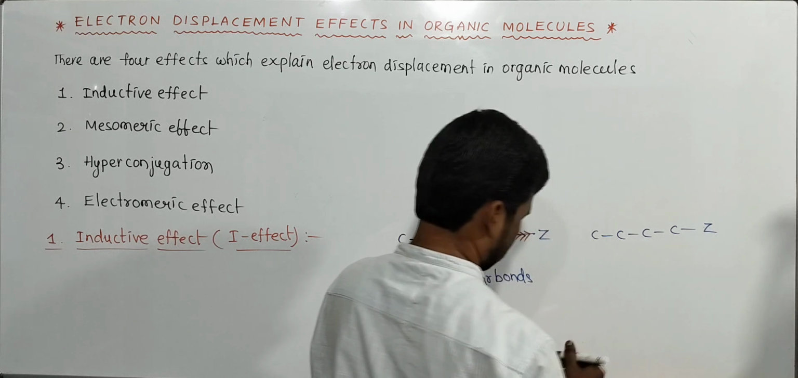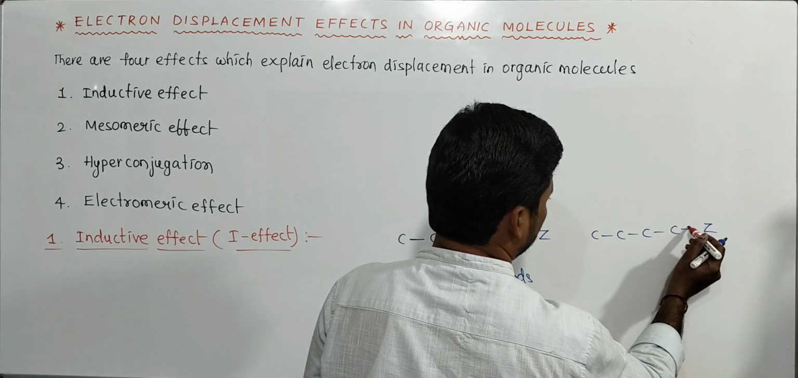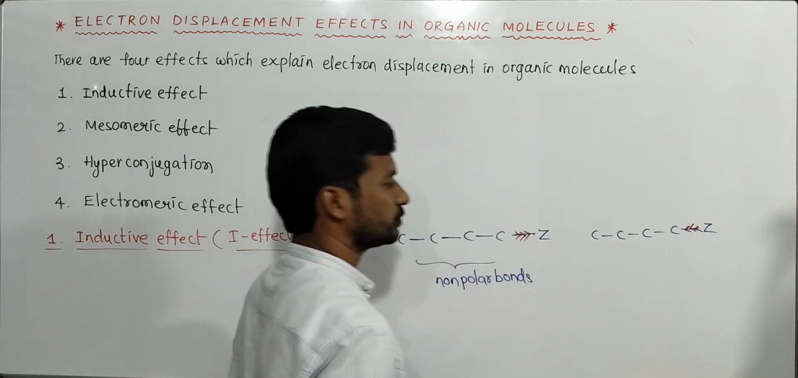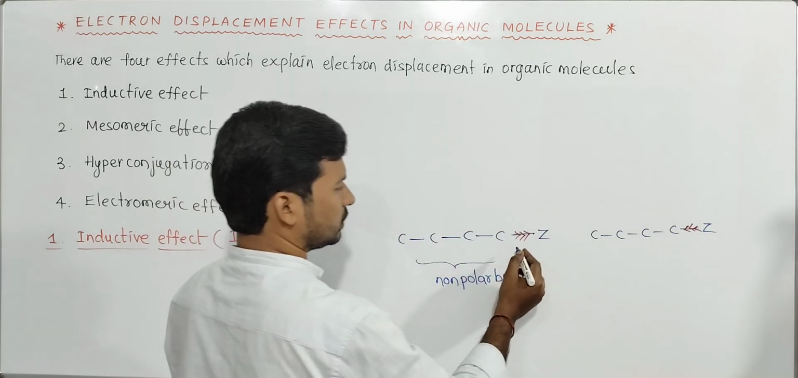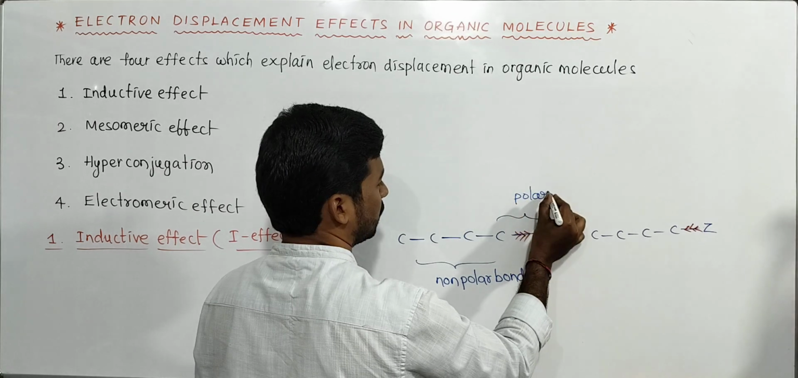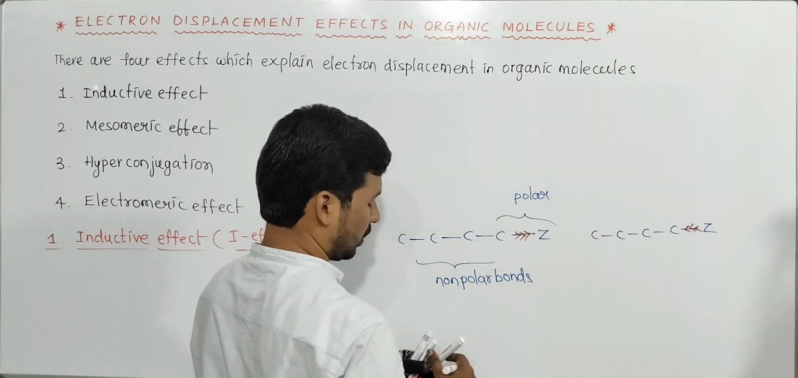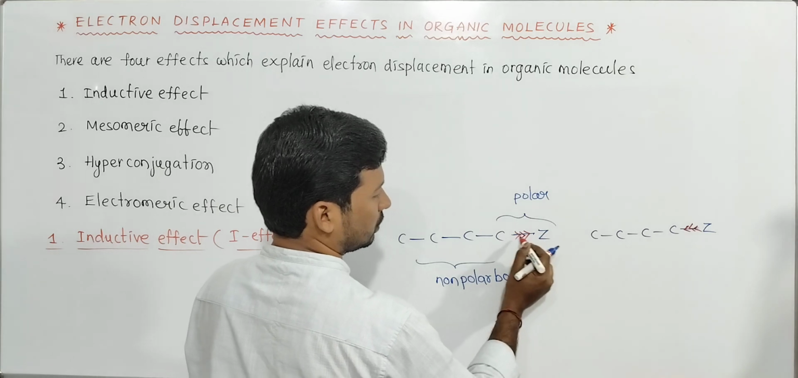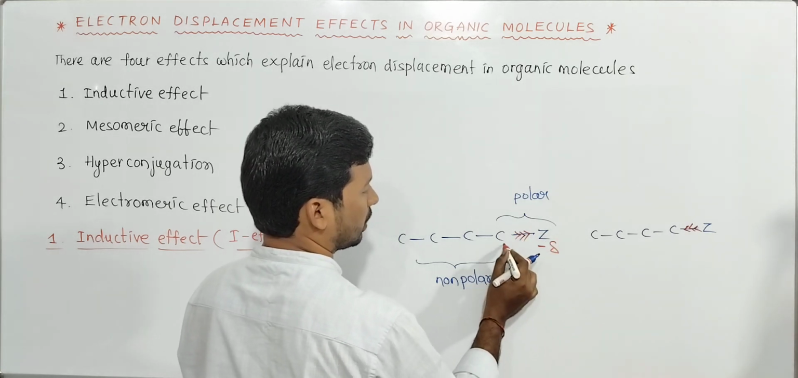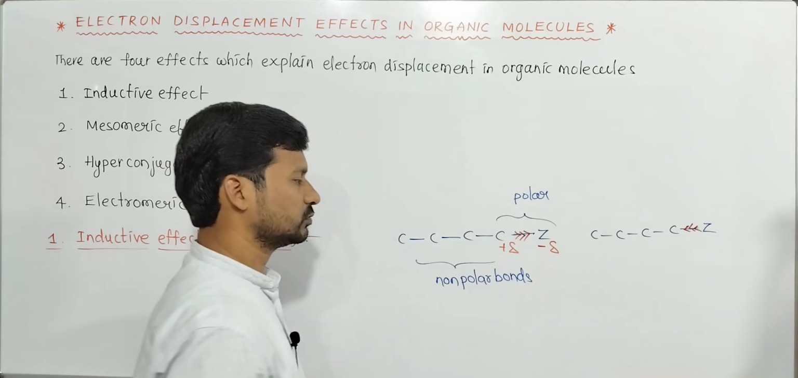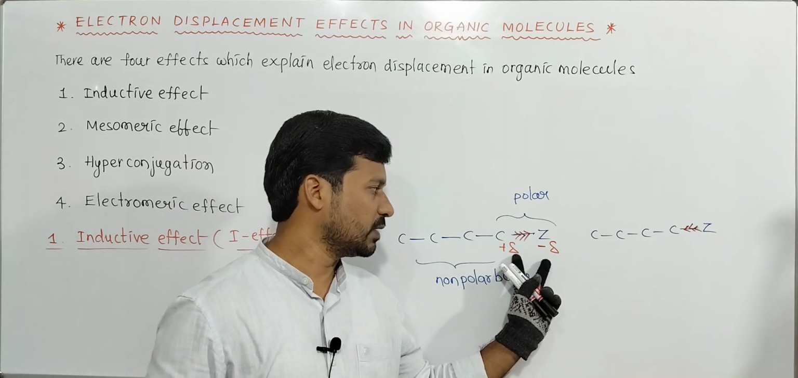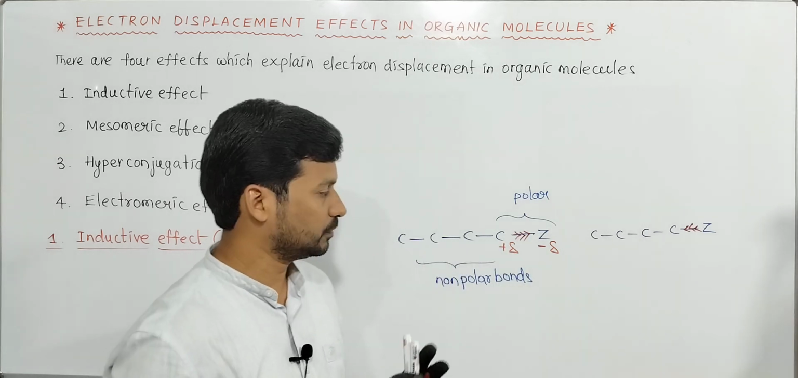The Z may push electron towards the carbon chain. So this is definitely a polar bond. Why is it polar? Due to the shift of electron towards Z, the carbon becomes partial positive and Z becomes partial negative. Partial positive and negative charges developed. Polarity is produced in this bond, a polar bond.